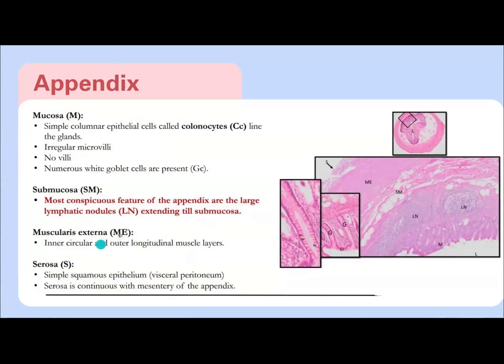Okay. What about the muscularis externa? We said that Taenia coli in the large intestine has three parts, three muscles. In the appendix, these Taenia coli will join together and they will fuse there. So in the muscularis externa, you will have the inner circular and outer longitudinal muscle layers. You can't really see them on the histology slides, so don't worry about it for now.